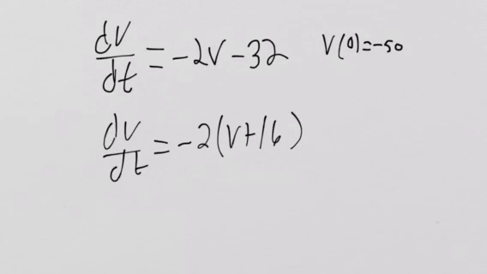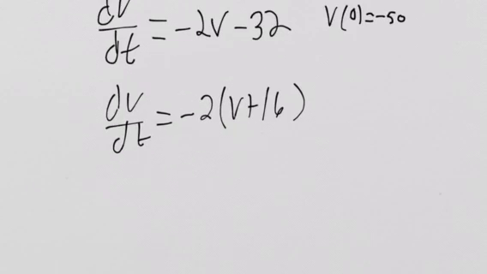So our goal is to write v in terms of t. Right now we have dv/dt. So we have to separate the variables and integrate. And I've gone ahead and factored out a -2 because when we divide the v plus 16 over, our integral is going to be easier if there's no coefficient in front of v.